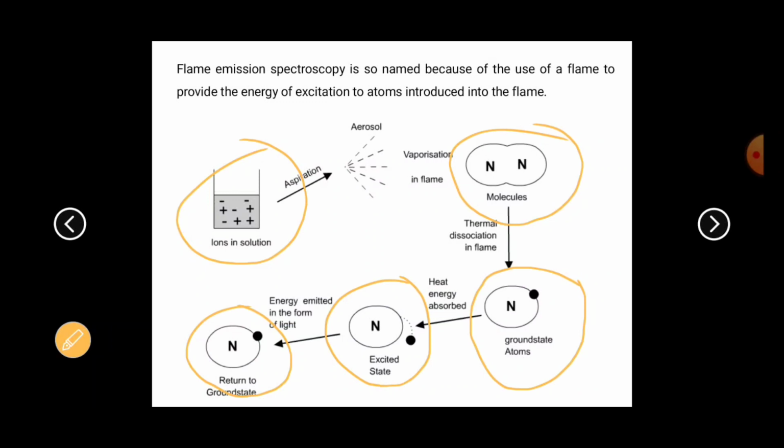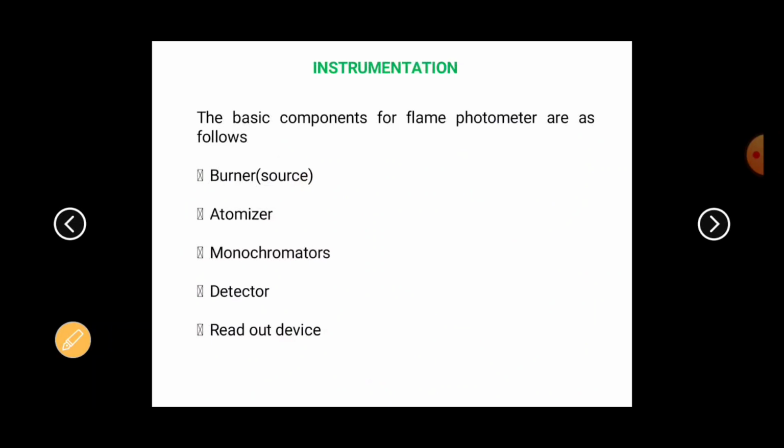Let us see the instrumentation. The basic components of a flame photometer are the burner, which contains fuel and oxidant as a source, the atomizer, monochromators or filters, the detector, and the readout device. Let us study one by one.